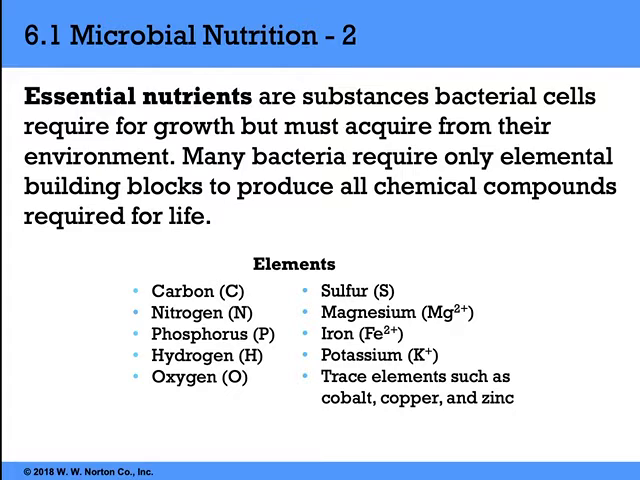Many bacteria require only elemental building blocks to produce all chemical compounds required for life, and those would be bacteria, for instance, that can carry out chemotrophy or photosynthesis. Okay, because in photosynthesis you can take carbon dioxide and water and turn that into sugars, and then really everything else you need can be acquired by taking in those components from the environment in which you live.